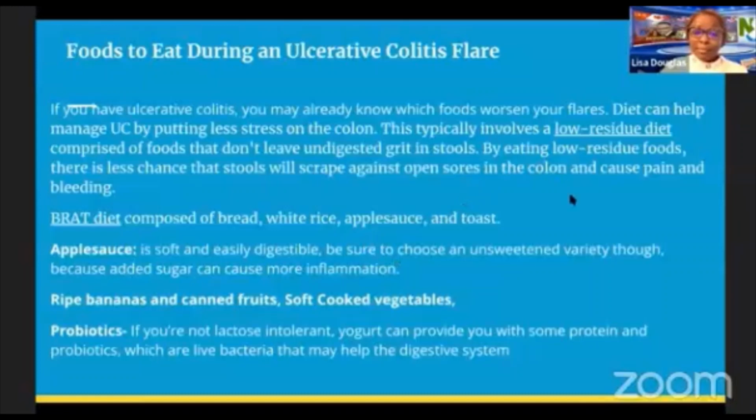pain and bleeding. Then there's what's called the BRAT diet, composed of bananas, white rice, applesauce, and toast. Applesauce is soft and so it's easily digestible. So be sure that if you're going to have that, you choose an unsweetened variety, because added sugar can cause more inflammation. Ripe bananas, canned fruits, soft-cooked vegetables, and probiotics. If you're not lactose intolerant, yogurt can provide you with some protein and probiotics, which are live bacteria that may help the digestive system.